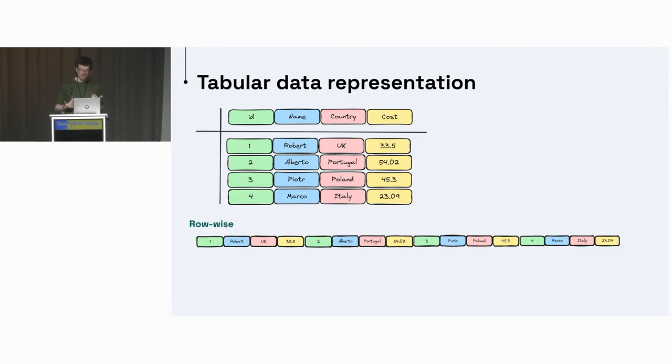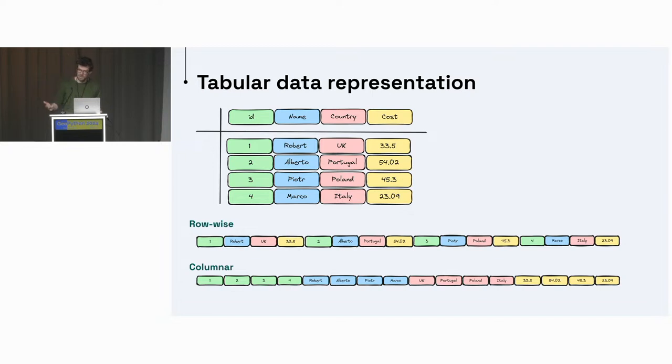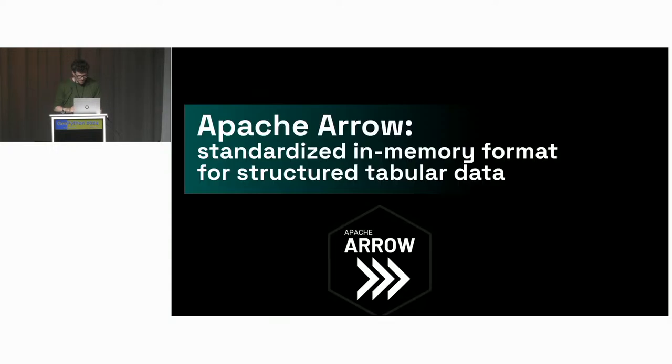An important concept here is that you could store this row-wise. You store every row together in memory, which is what many traditional databases do, like typical transactional databases. But for analytical use cases, it's typical to store data columnar, where you store the data of one column together. And so Apache Arrow is standardizing how to represent in memory such columnar data.